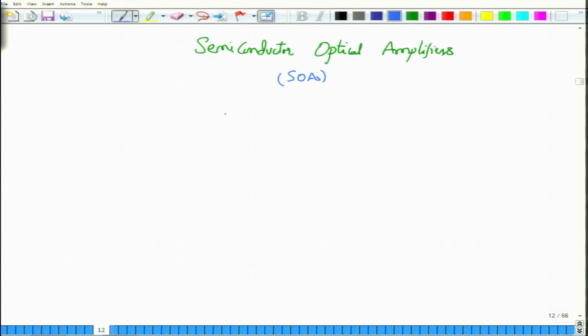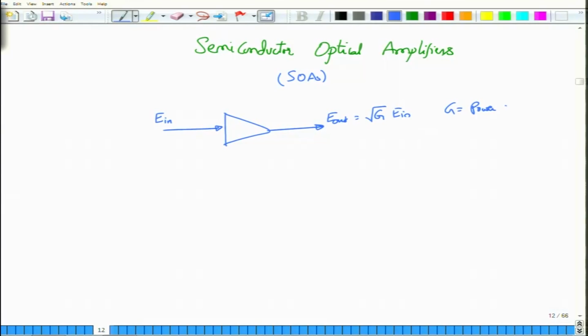Now, the function of any amplifier is very simple. You send in certain light which has an electric field E in, then the output would ideally be square root G times E in. I am using square root G because G, or gain, usually refers to the power quantity and not the electric field. So G is what is called the power gain, and for the electric field you take the square root of the power gain, and therefore you obtain the field gain.